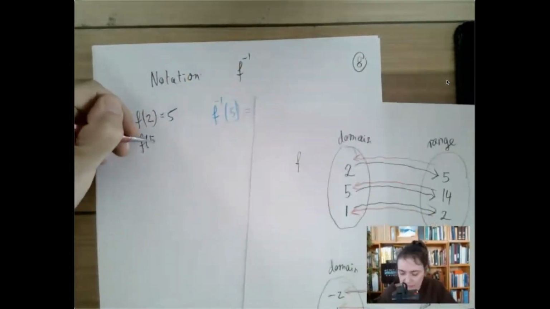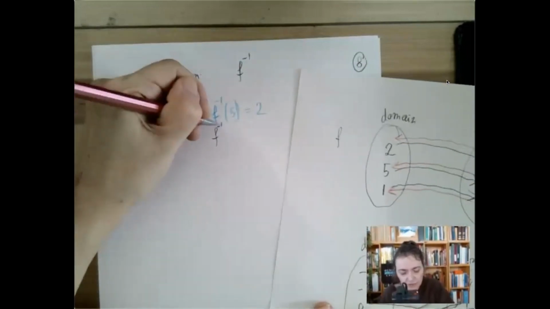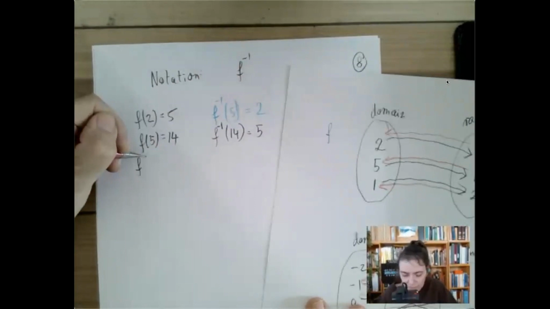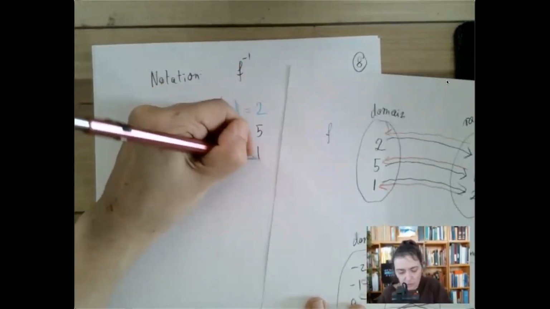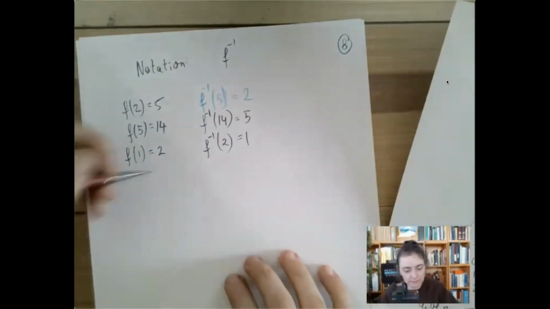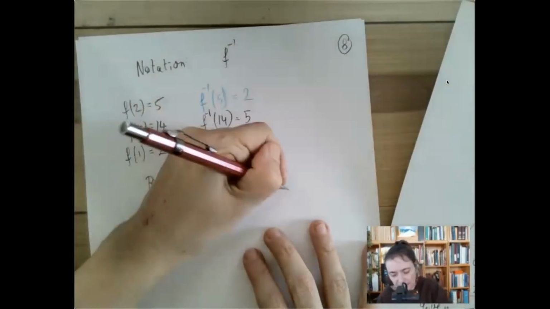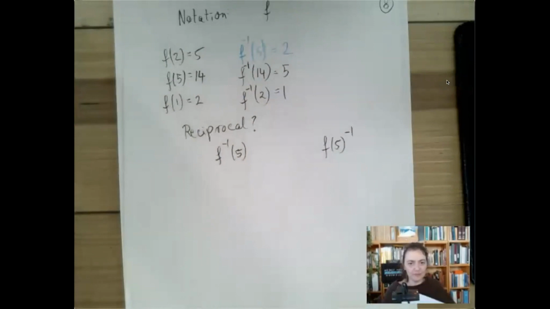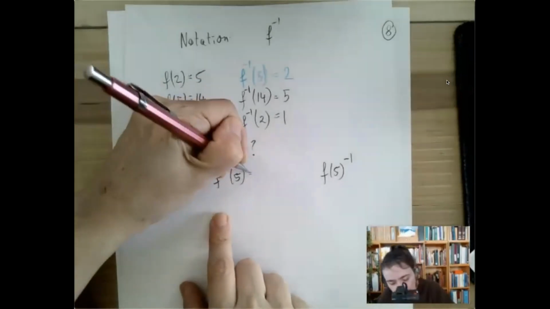F of 5 is 14. That can be turned around as the inverse image of 14 is 5. F of 1 is 2, so the inverse image of 2 is 1. Now, what if you want to say reciprocal? Notice the difference. F inverse of 5 and f of 5 to the negative one. Look at the location of the negative one. Again, I don't like it. I think this needs to be changed. It's way too ambiguous. This is inverse function. So this is 2.